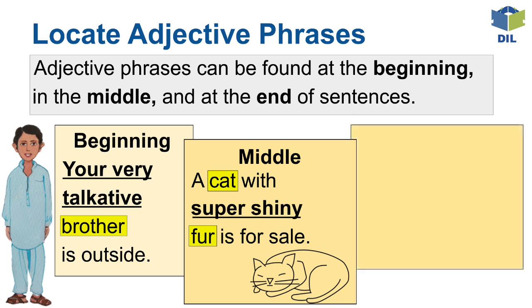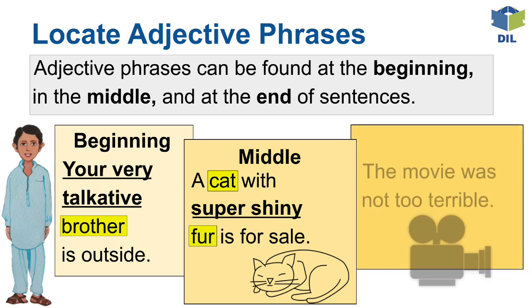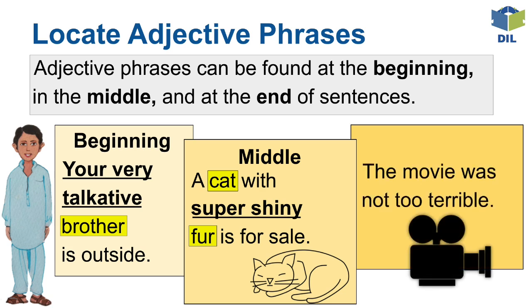Let's look at one more example. The movie was not too terrible. What is the adjective phrase? Wonderful. The adjective phrase is too terrible. In this example, it is at the end of the sentence, and it is describing the noun movie.